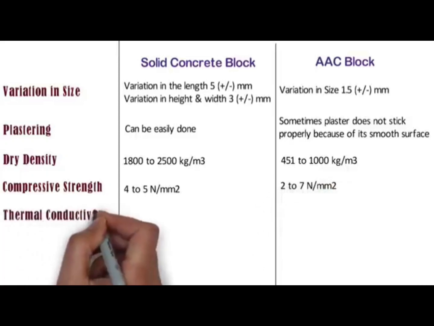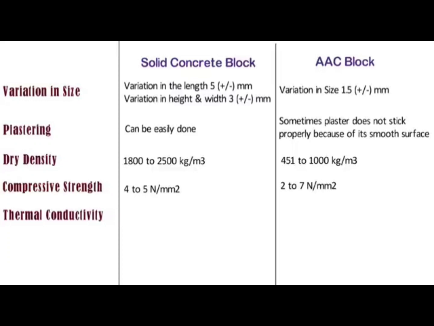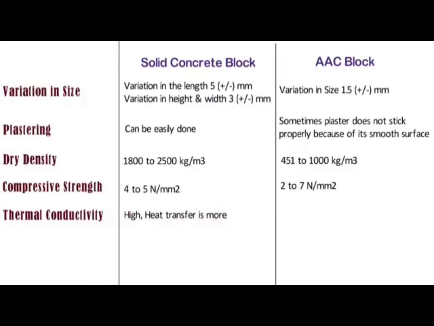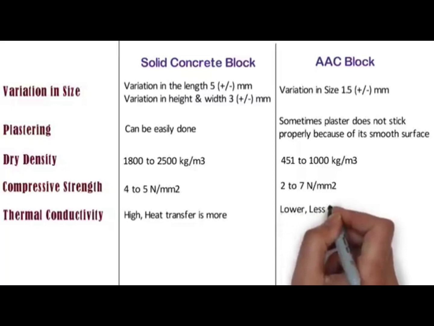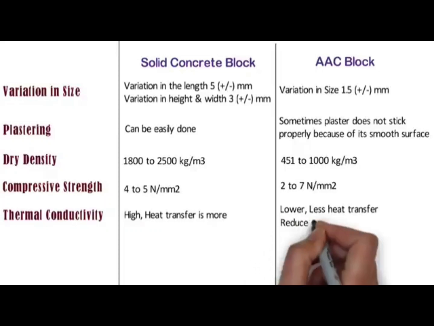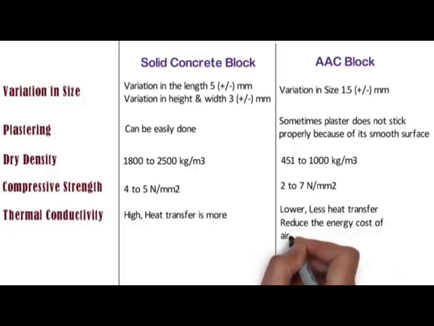Thermal conductivity. The amount of heat transferred from a specific material is known as thermal conductivity. Thermal conductivity of solid concrete block is high and hence heat transfer from solid concrete block is more than AAC block. Whereas thermal conductivity of AAC block is lower and hence less heat transfer takes place from AAC blocks, which keeps interior warm in winter and cool in summer. AAC blocks reduce the energy cost of air conditioning to a great extent due to its thermal property.